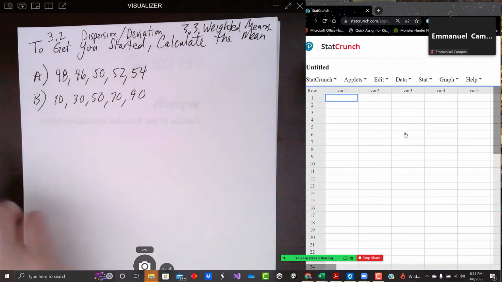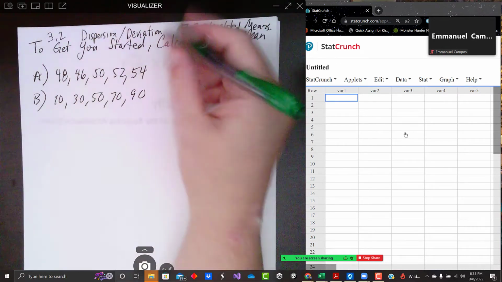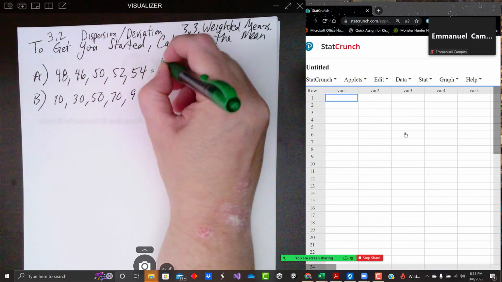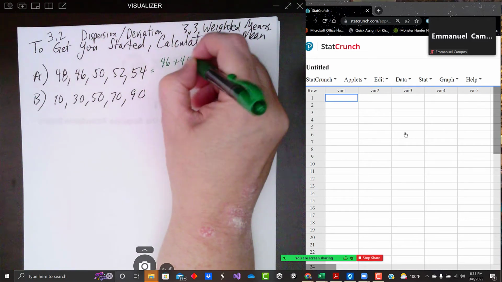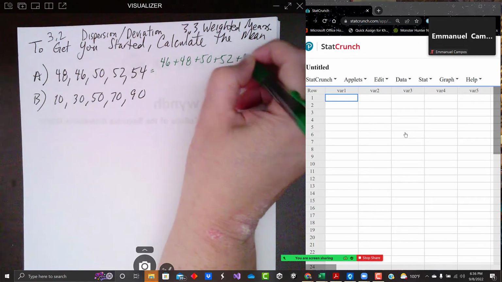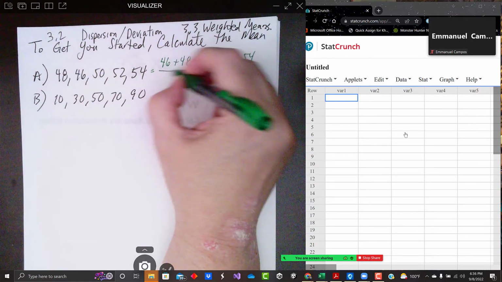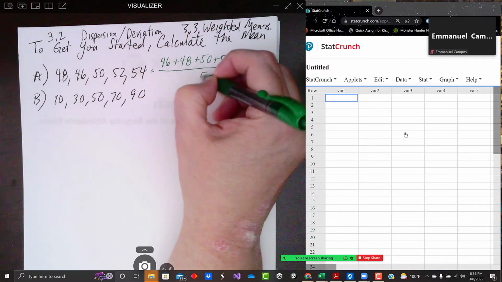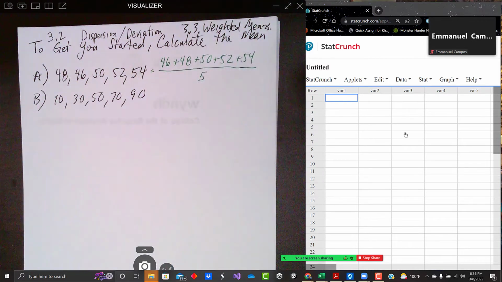As a reminder, to calculate the mean, you add up all the numbers. And then after you're done, you could hit enter or you can use parentheses, divide by the total number in the group.